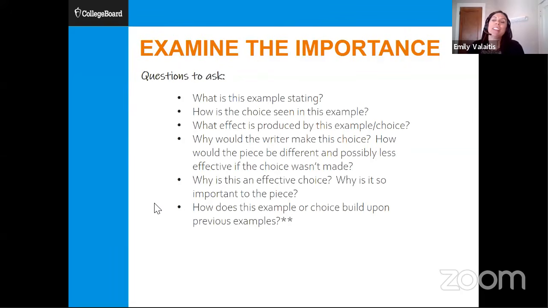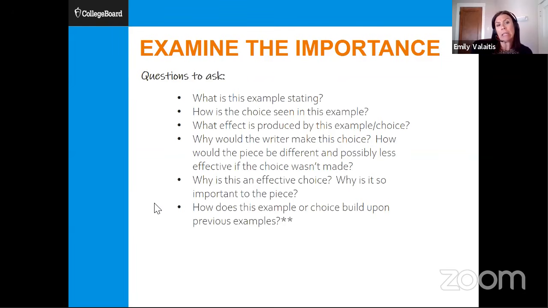All right, so let's look at the first thing, examining the importance. I'm giving you a series of questions that you might want to consider asking, and if you need to pause the feed to jot some of these down, go right ahead. It's not an exhaustive list. These are just some suggestions of things that you could ask yourself depending on your example. And these questions are really hovering all around your choice. What choice have you picked out to examine?